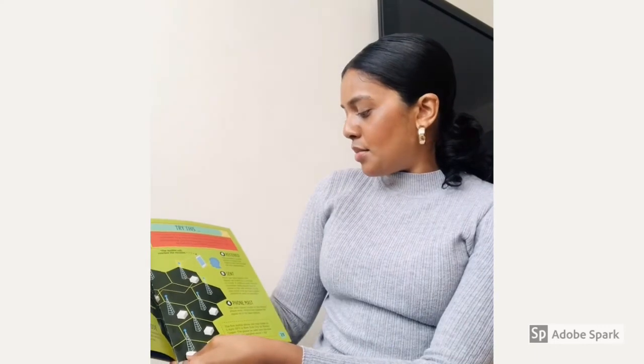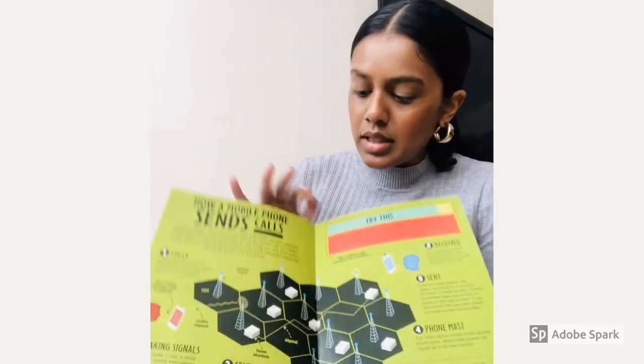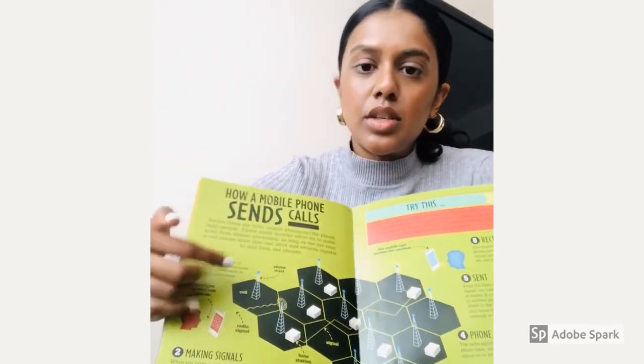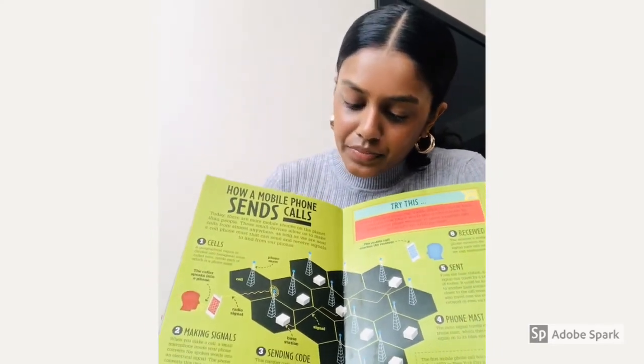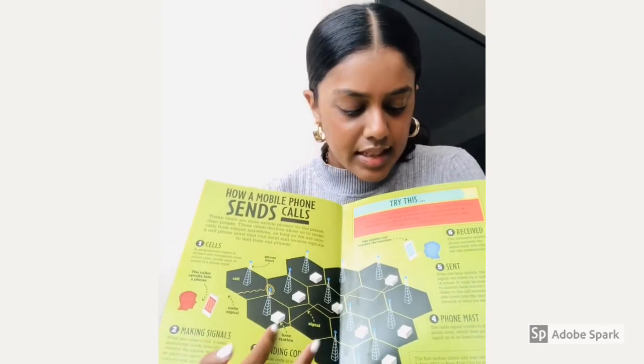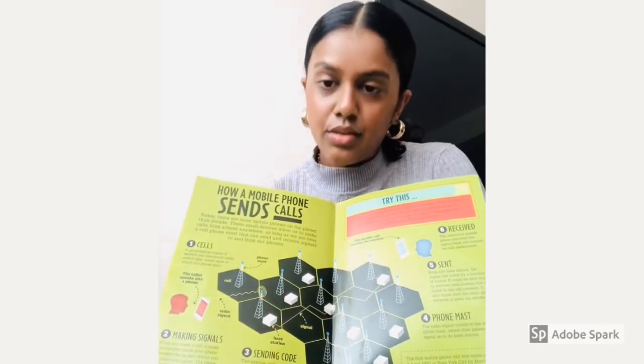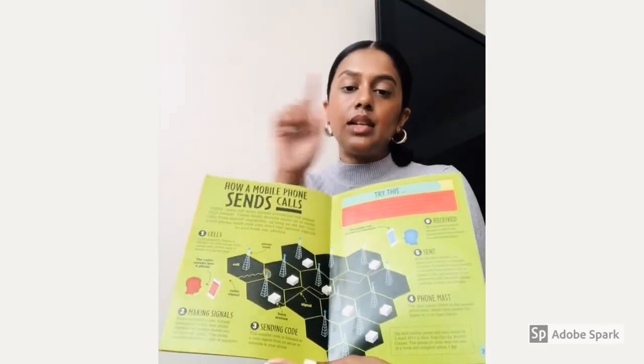And number 6. The receiver's mobile phone converts the signals back into the sound which we can then understand. So if you have a look here, you can see these are the phone masts which look like towers. This is like a phone base station which is over here, and these are the signals. The signals are invisible. You can't see the signals, but they do travel.